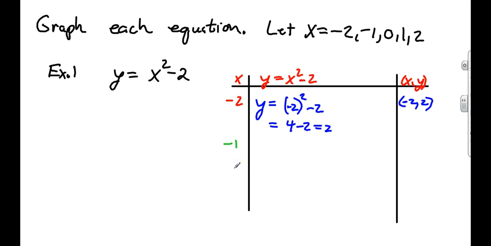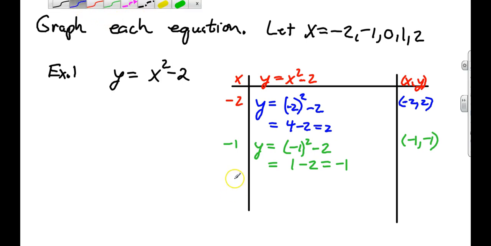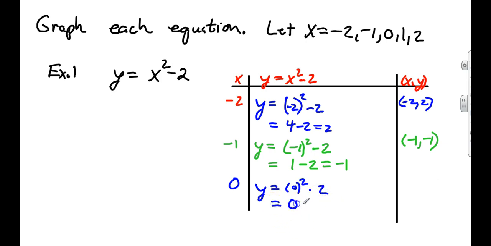Okay, do the same thing with -1. Take the -1, plug it in, and again, put it in parentheses. So -1 squared, same thing. It's negative times negative, so that's positive. 1 minus 2 is -1. And we'll plug in 0. 0 squared is 0. 0 minus 2 would be -2.